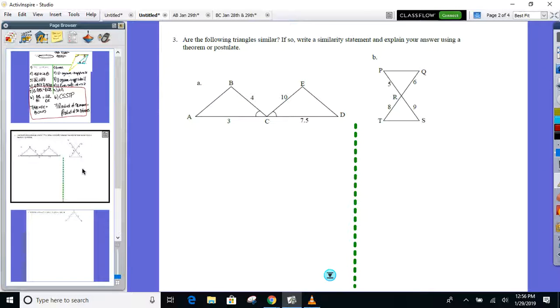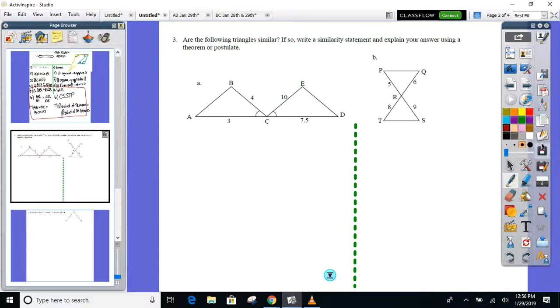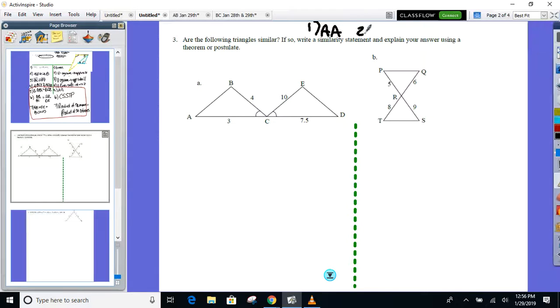Number 3. Are they similar? If they are, write a statement and tell me why. One more time. Reason, 3 reasons. Angle, side, angle, side, similarity, and all right, side. There you go. Those are your 3 ways we have.